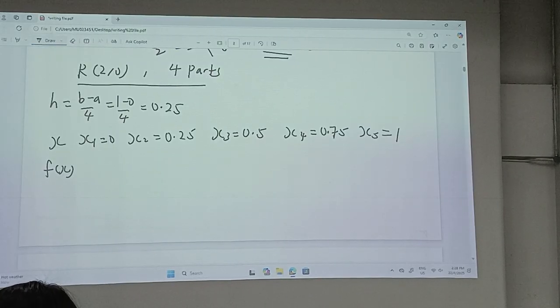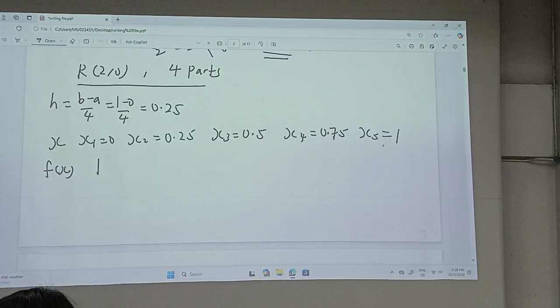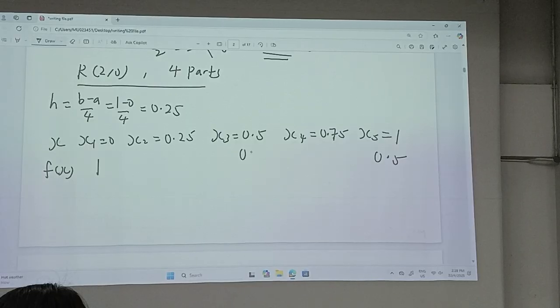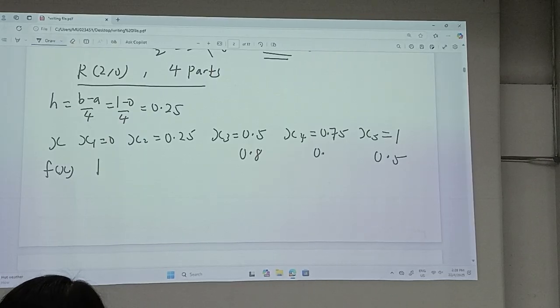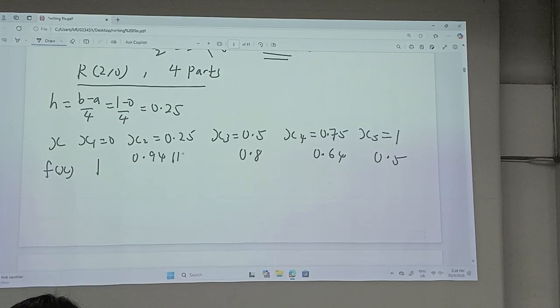Okay, so when x equal to 0, it will be 1. When x equal to 1, it will be 0.5. x equal to 0.5 is 0.8. The rest need to use a calculator. It's 0.64. It's 0.5. To 6 decimal places.